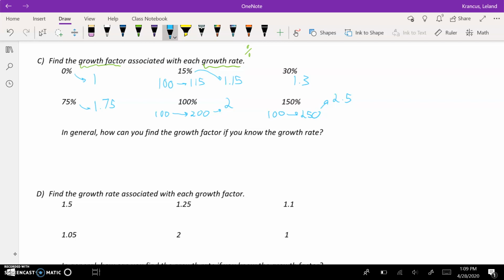So there are a couple ways you could describe doing this, like what the algorithm is for going from a growth rate to a growth factor. But I like to think of this as I am turning my percent into a decimal.